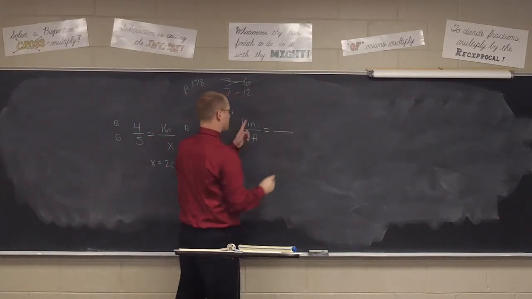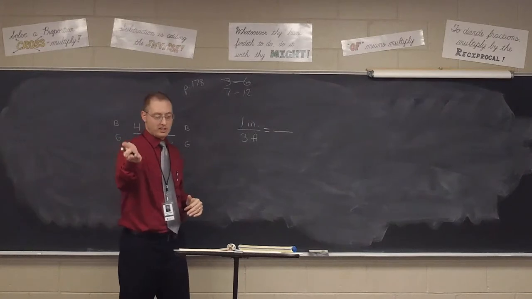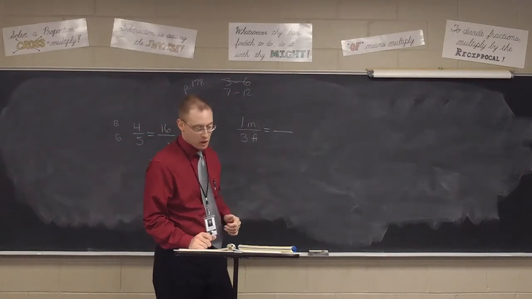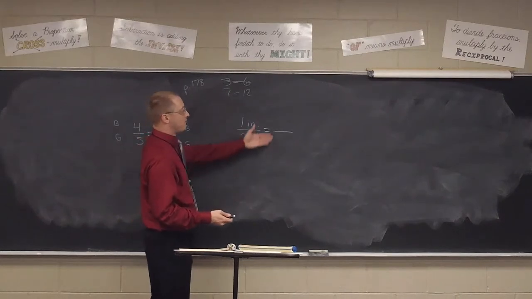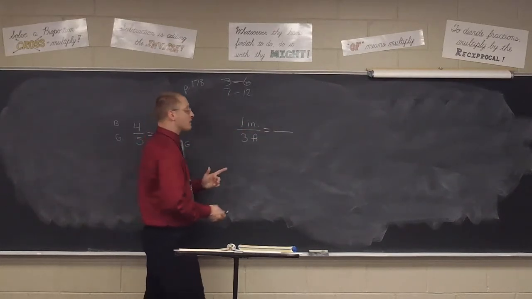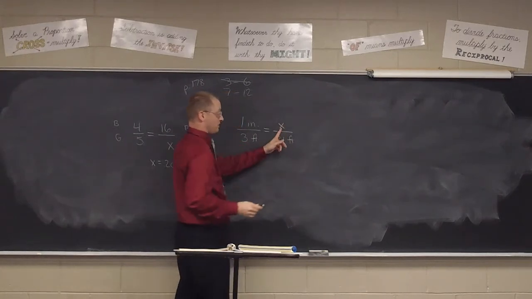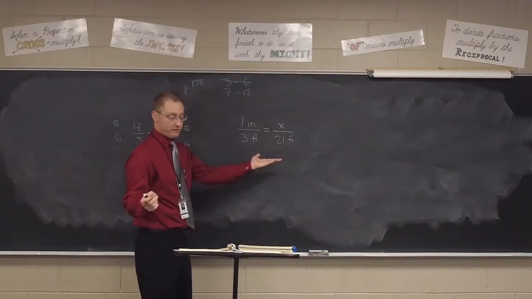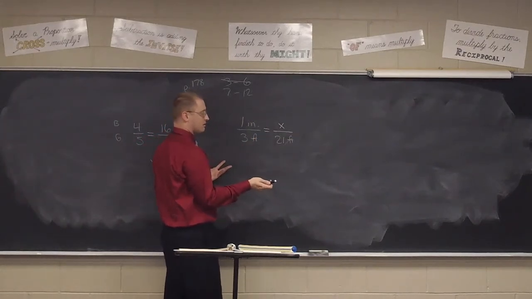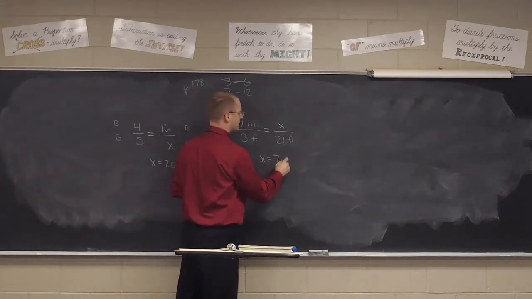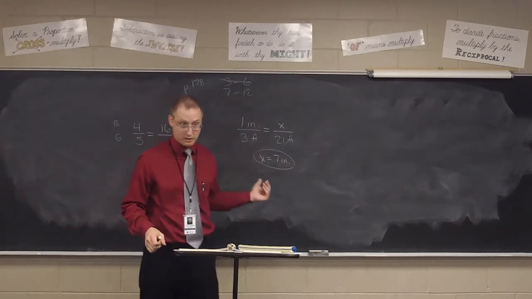Notice we have inches over feet. What's the number that they give us next? 21 feet. There is a side of the backyard that's 21 feet. Where should I put the 21 feet, in the top or the bottom, class? In the bottom, because we have feet in the bottom. And the question is, how many inches, in other words, X, represent 21 feet? Seven. Again, you can do this in your head. X is 7 inches, using that equal ratio method.